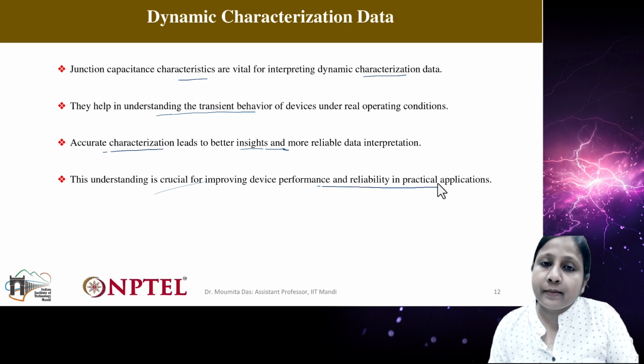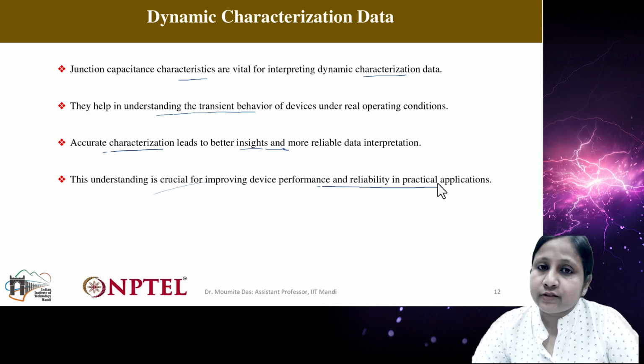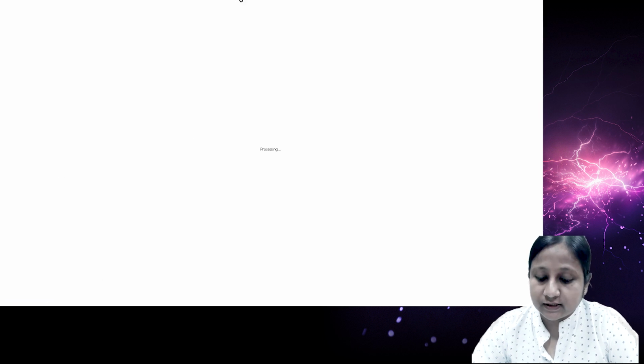So there are three major advantages of characterizing these parasitic capacitances. One is to find out the losses during switching or driving. Second is the modeling of the device. Third is getting dynamic characterization for device operation. So these three factors we get after characterizing these parasitic capacitances.